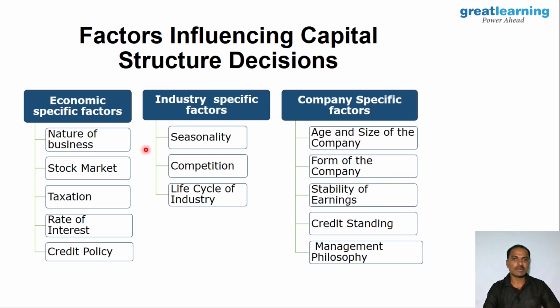The factors influencing the capital structure decision can be broadly classified into three categories: economic factors, industry factors, and company specific factors. Okay, so now let us first understand what are the economic factors. Nature of the business. The nature of the business will have bearing on the capital structure of the business. For example, if the business is FMCG, the cash conversion cycle will be quicker.